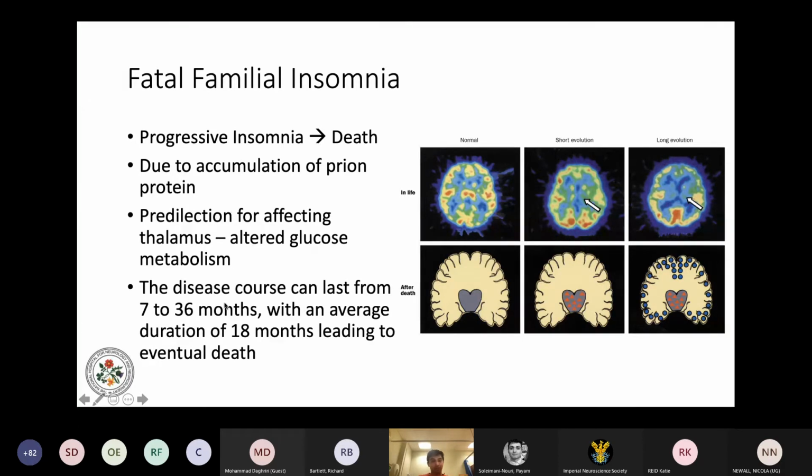And once you have it, it can last from between 7 to 36 months, with an average duration from onset to death of 18 months. It's very scary.